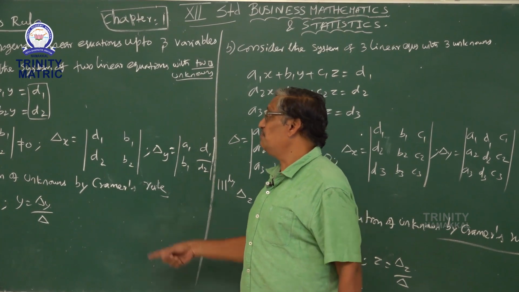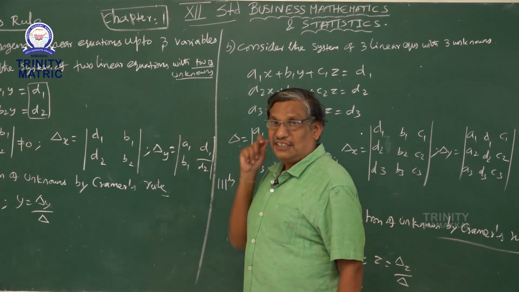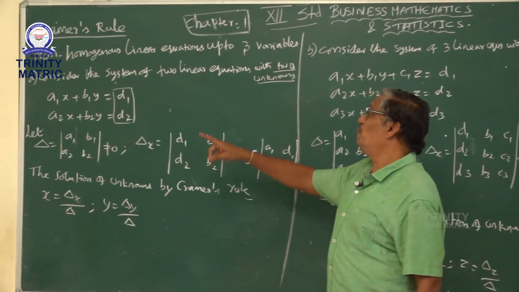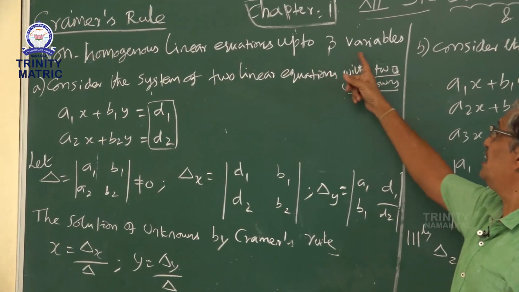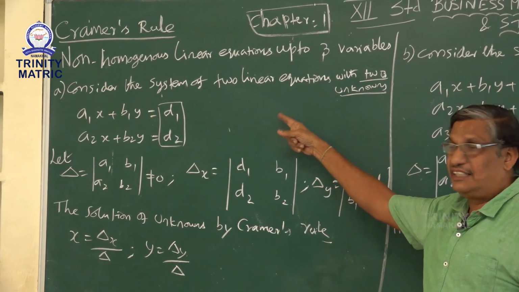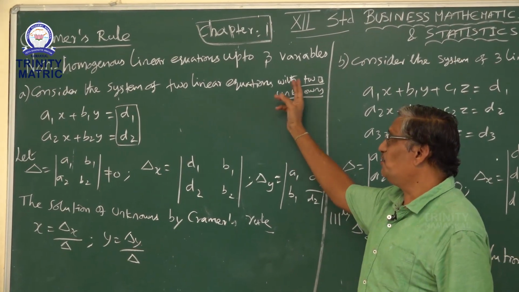Okay, my dear students, we are going for Cramer's rule. What is the second exercise? Cramer's rule. Very easy. Non-homogeneous linear equations up to 3 variables. There are two cases. First, we are taking two linear equations with two unknowns.